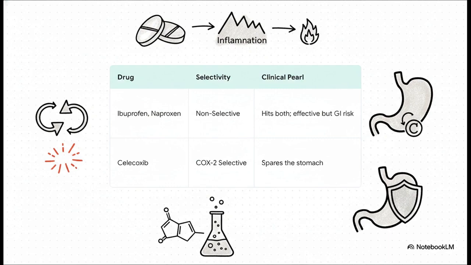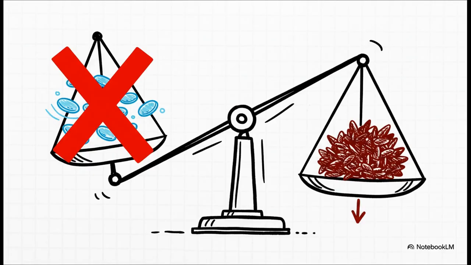Then you have drugs like Celecoxib, which is a selective COX-2 inhibitor. It was specifically designed to zero in on COX-2 and spare the stomach. But, and this is a huge but, there's a critical trade-off. It turns out that while these COX-2 selective drugs protect the gut, they also increase the risk of heart attacks and strokes. And you have to ask why.